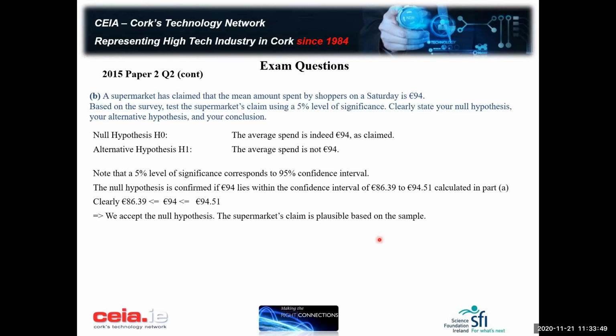Right, so a lot of words just to say that, yeah, 94 is within that 95% confidence interval. So we accept this claim from the supermarket. And that's the general process. You state a null hypothesis, which is your default position, and see, is it consistent with your 95% range, and then either accept or reject the hypothesis on that basis.